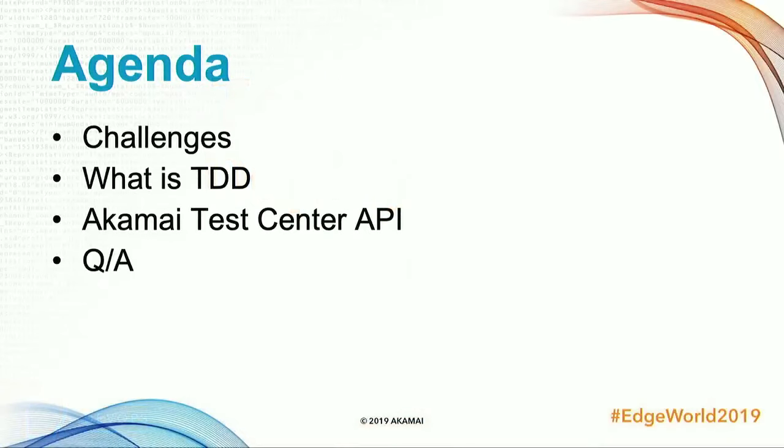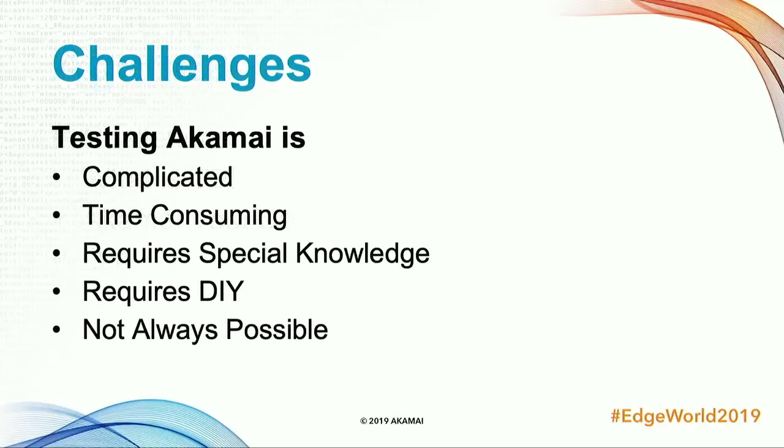So here is our agenda. It's pretty straightforward. We are going to talk about common challenges when it comes to making a change, by a customer or by our internal team. Next, we will talk about what we mean by test-driven deployment. Then we will dig into the Akamai Test Center API and finally wrap everything up with future plans and Q&A. Make sense? Good. Let's move on to the next slide.